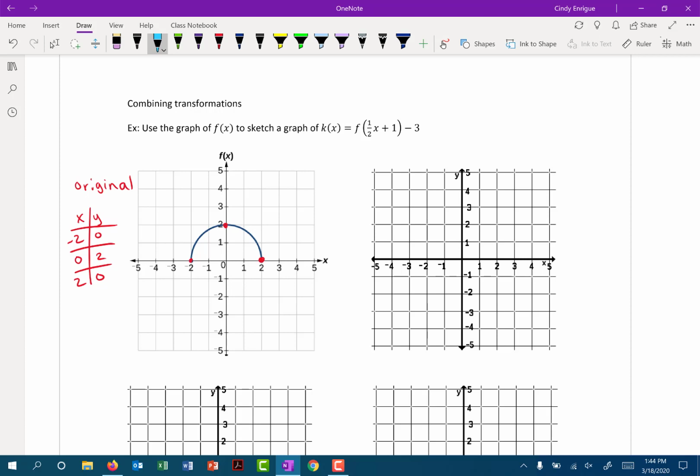So the first translation that I'm going to do, since there's a lot going on over here, I'm going to do f of 1/2 x. Okay.